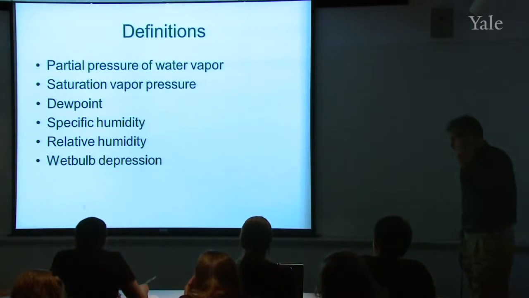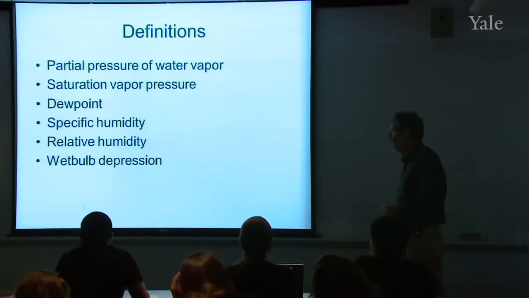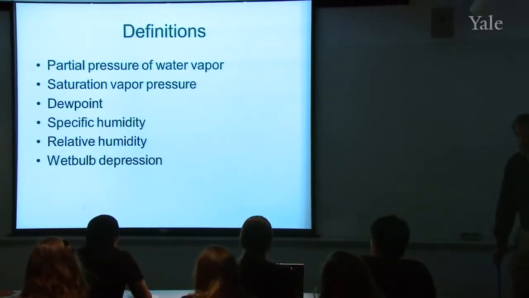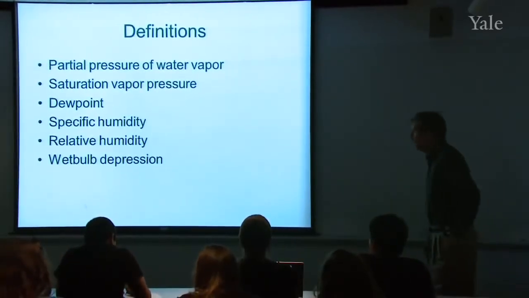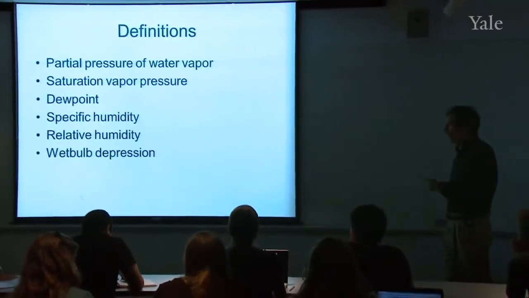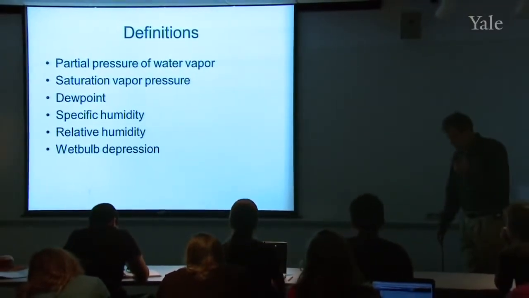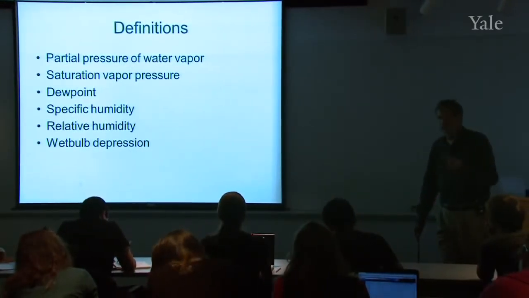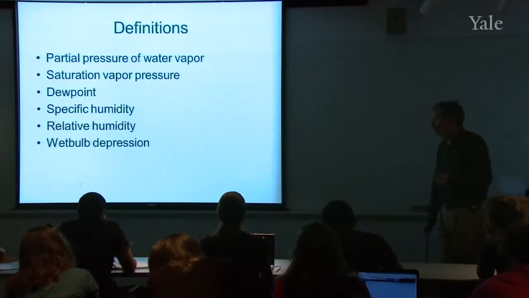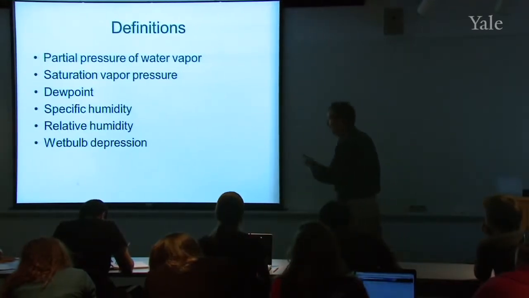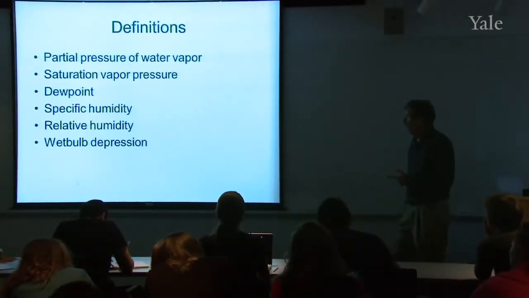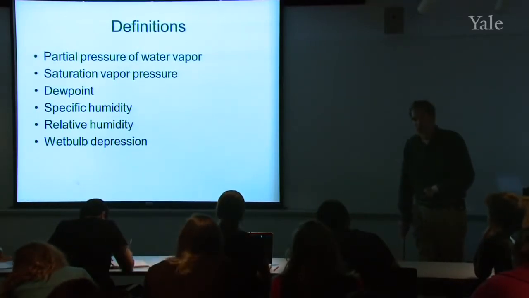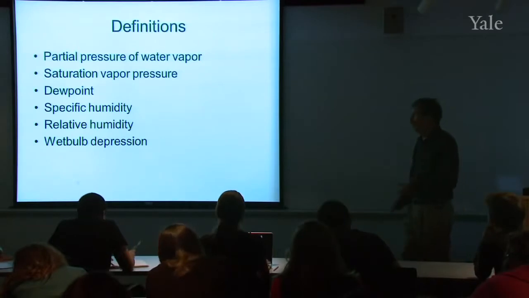So I want to start with some definitions, and I haven't written them all out here because I think your book does a good job on this, or maybe you already know these. I'm going to run through them very quickly, but you should be aware of each of these 6 things. They are all alternative ways of describing how much water vapor you have in the air. So in fact, if I know any one of these, I can compute or in some other way determine the other 5. But you should be familiar with all 6 of these.